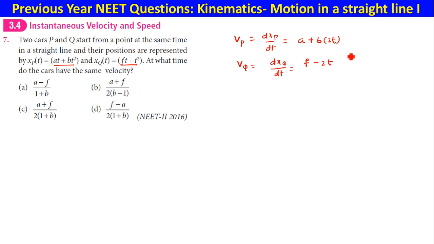Now he is saying that at what time both of them will have the same velocity. Same velocity means what? You can equate both of them. Vp is equal to Vq. Then I can write it as a plus 2bt is equal to f minus 2t. Understand? Now let me take all the t terms to one side and everything else to the other side. 2b plus 2 into t is equal to f minus a. If I take 2 common, b plus 1 into t is equal to f minus a.